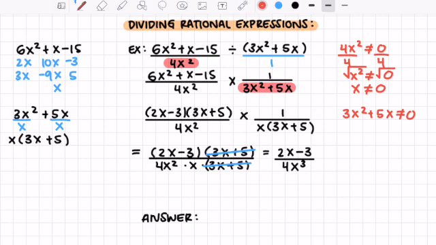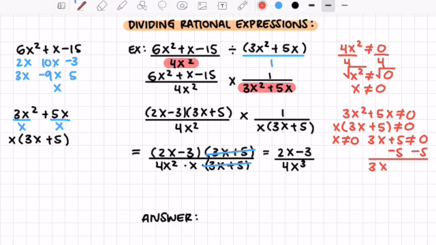And on this side, x times 3x plus 5 cannot equal 0. Separate it as x cannot equal 0 and 3x plus 5 cannot equal 0. Then subtract 5. That leaves me with 3x not equaling negative 5. Divide by 3. So x cannot equal negative 5 over 3.